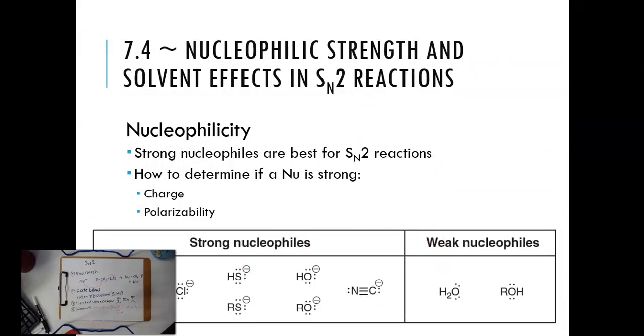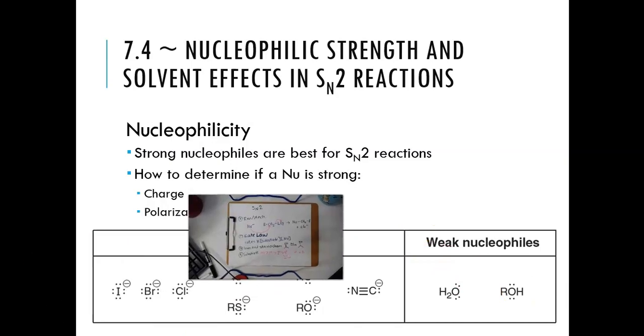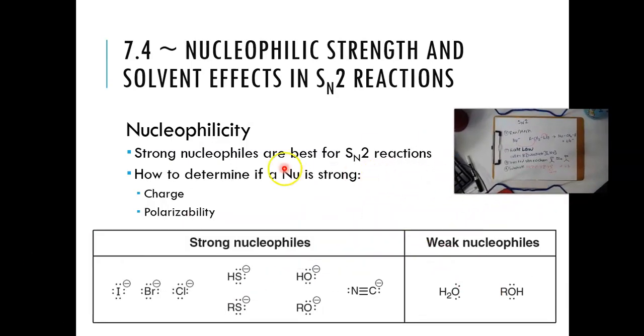So our next slide is talking about the nucleophile. And when we are doing a SN2 reaction, it is best to have a strong nucleophile. And we say that a nucleophile is strong based off of its charge and polarizability. The charge means, of course, that it's charged. So notice that in our list of strong nucleophiles down here, everything has a negative charge.